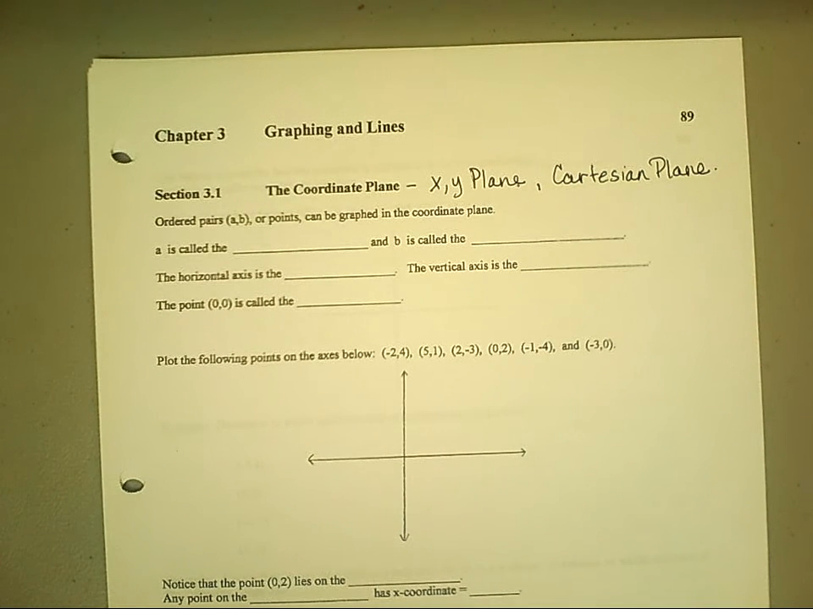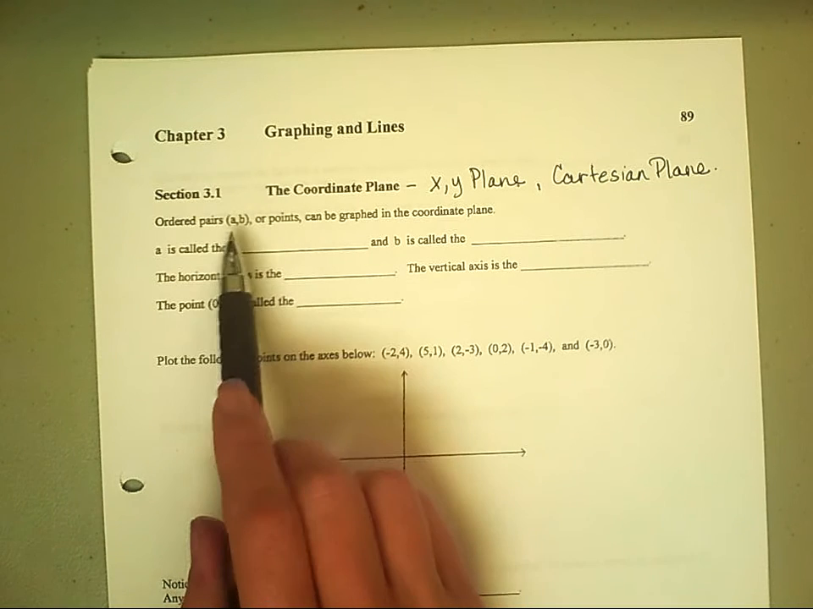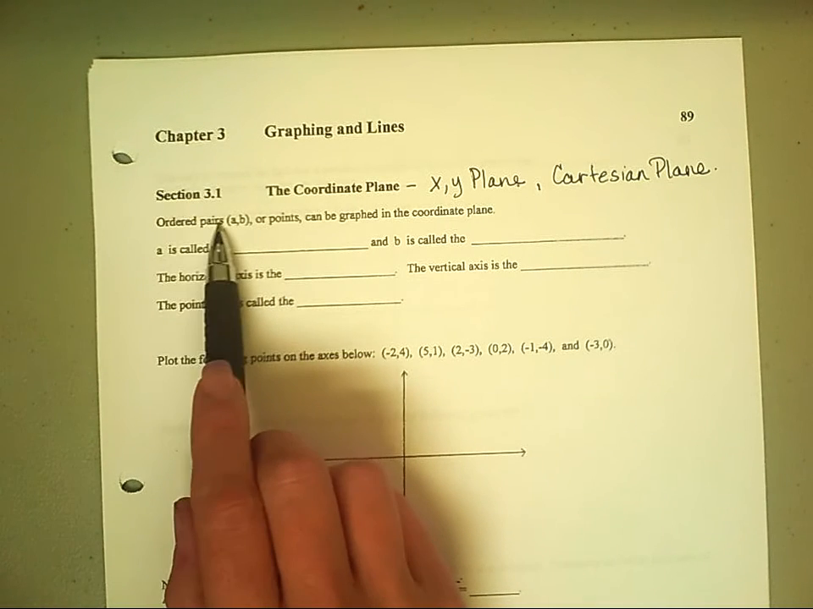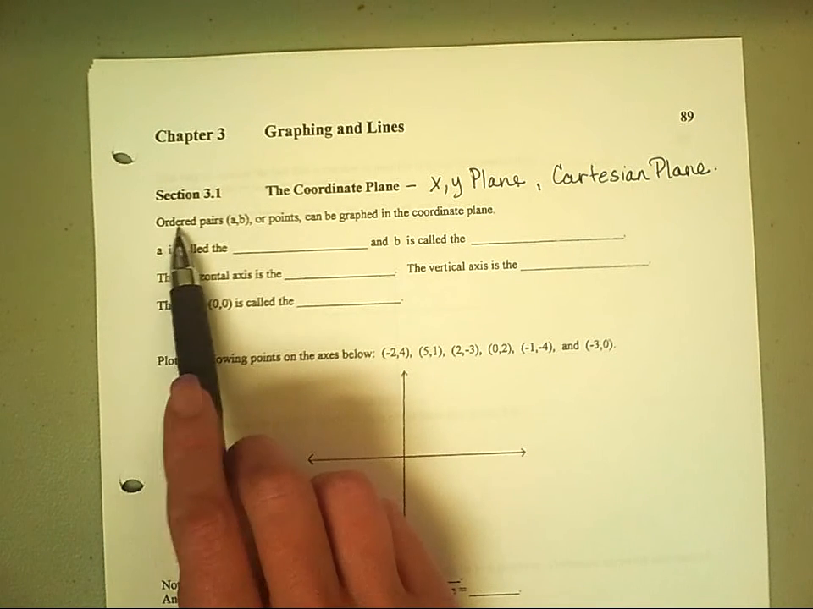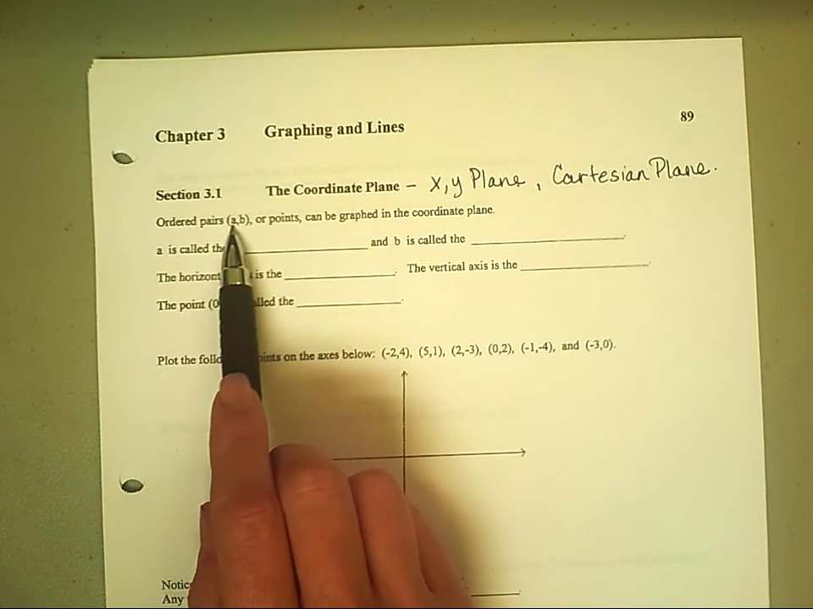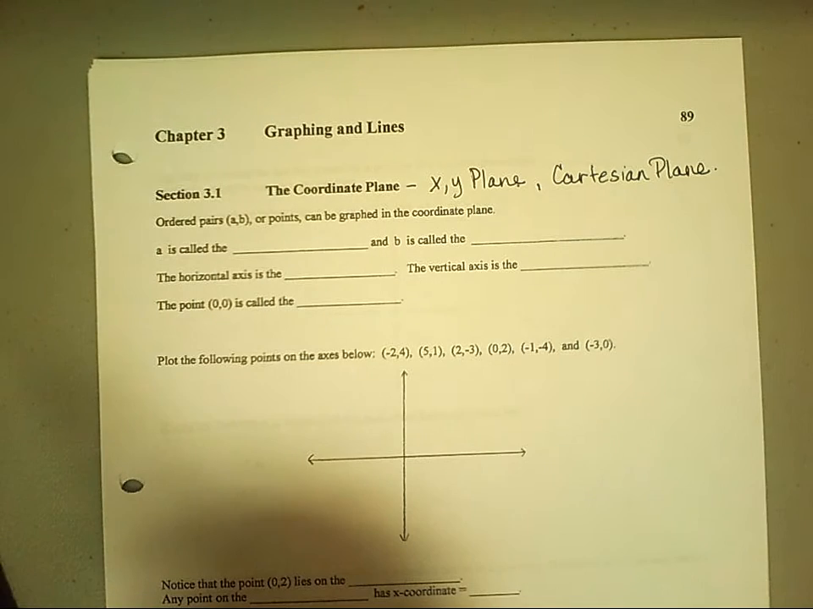Now, when we start talking about the coordinate plane, because it's two-dimensional, we also start talking about things called ordered pairs. Okay, ordered because the order matters, and a pair because there's two of them. Okay. Ordered pairs are how we're going to determine locations on the coordinate plane.